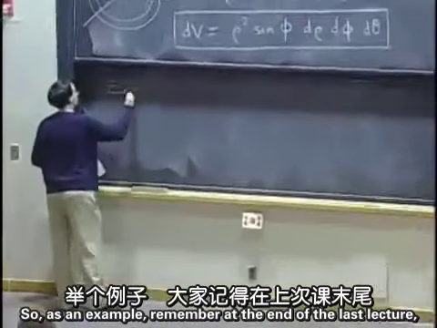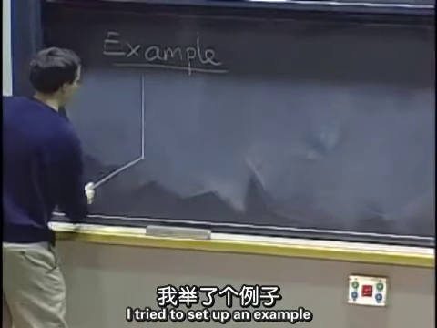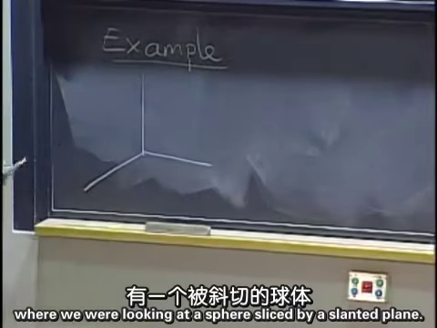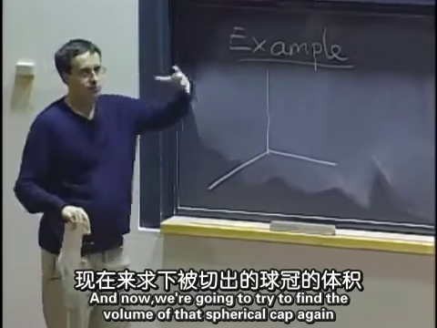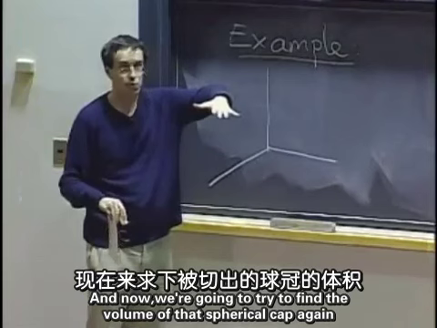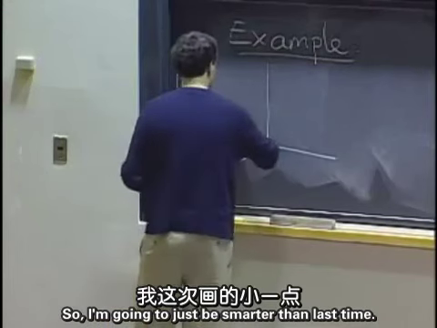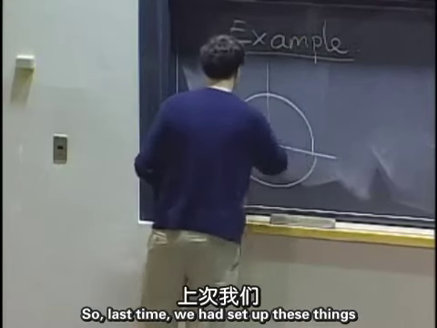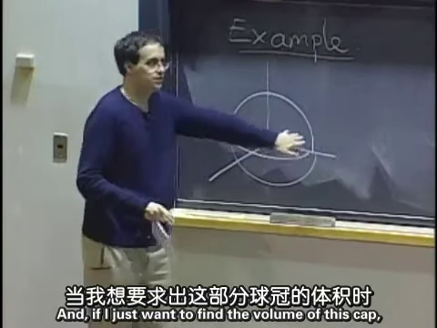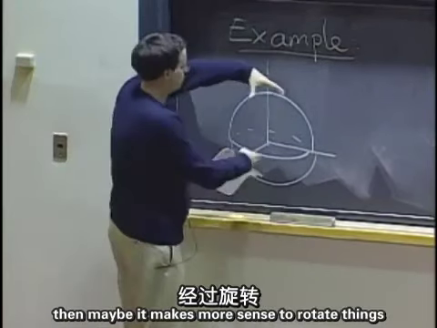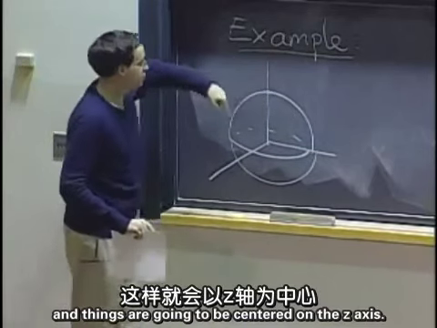As an example, remember at the end of the last lecture, I tried to set up an example where we were looking at a sphere sliced by a slanted plane. And now we're going to try to find the volume of that spherical cap again, but using spherical coordinates instead. So I'm going to just be smarter than last time. Last time we had set up these things with a slanted plane that was cutting things diagonally. And if I just want to find the volume of this cap, then maybe it makes more sense to rotate things so that my plane is actually horizontal and things are going to be centered on the z-axis.